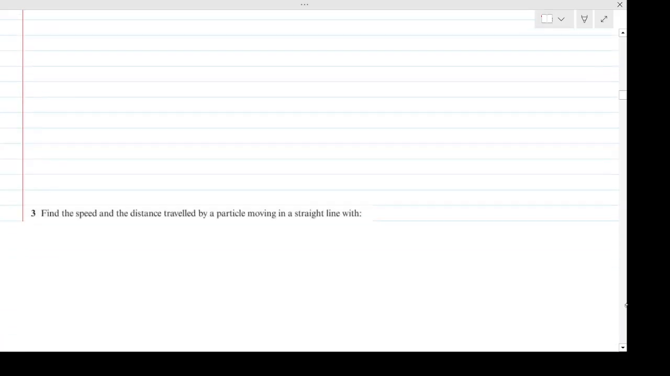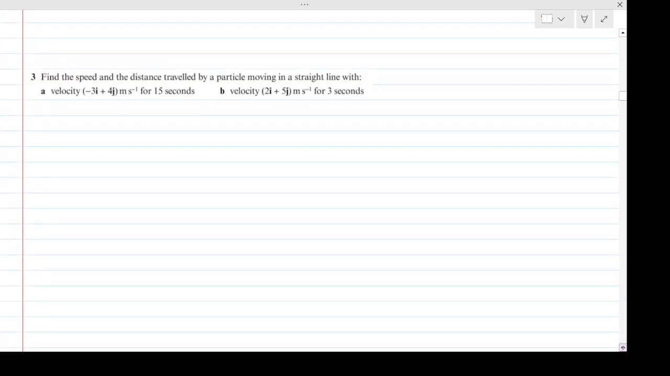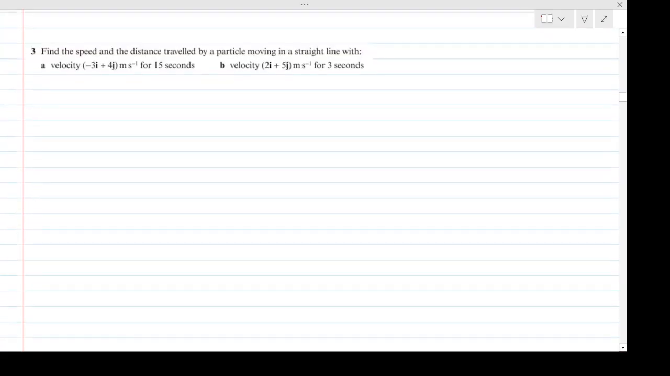Okay, so before we look at some more serious examples, I want to really just hone in on this concept of distance, displacement, speed, and velocity with these two questions here, just to really reinforce what we've learned. So we need to find the speed and distance travelled when, firstly, our velocity is this vector minus 3i add 4j. As a column, we can write that as minus 3, 4, meters per second.